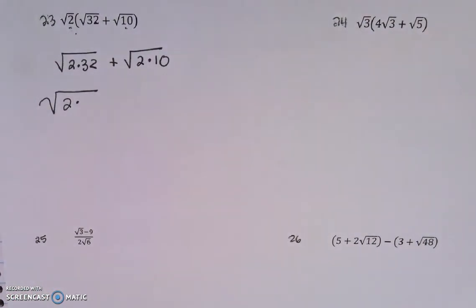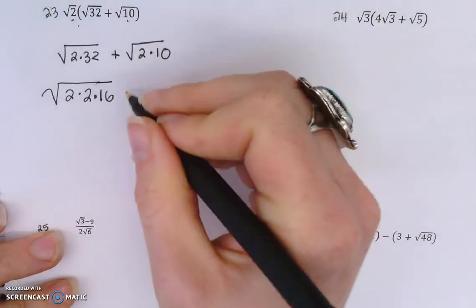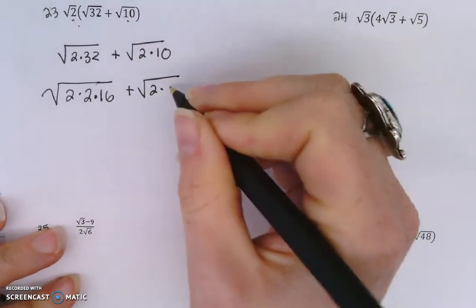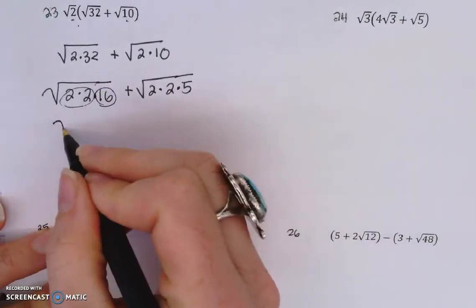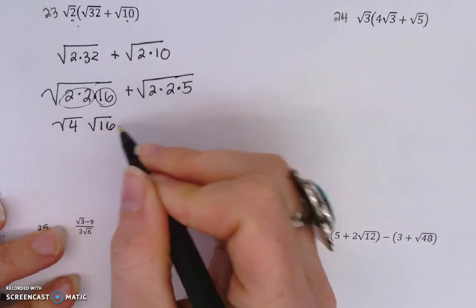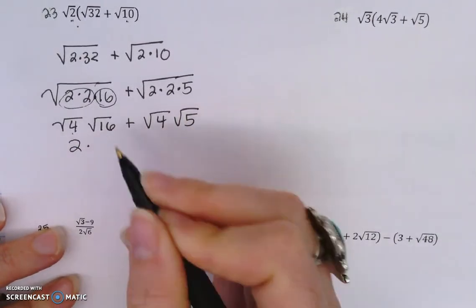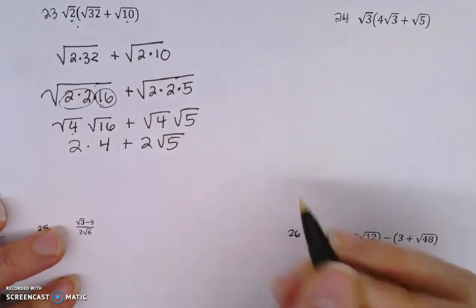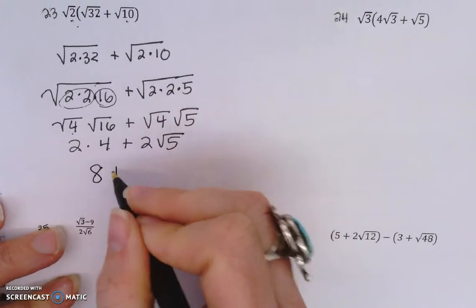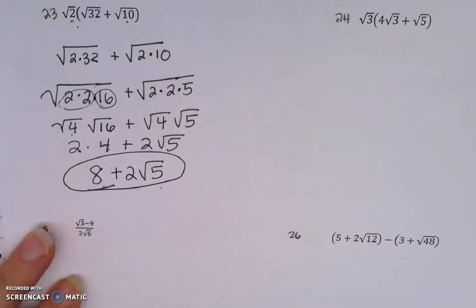Well, what factors do you think of when you think of 32? At this time, you're probably thinking about the perfect square factor of 16. So 2 times 16. Plus 2 and then 10 is 2 and 5. So here I notice I have 2 and 2, and then I have 16. So I can think about this as square root of 4, square root of 16, plus square root of 4, square root of 5. Square root of 4 is 2, square root of 16 is 4, square root of 4 is 2, square root of 5 is square root of 5. 4 times 2 is 8, so I get 8 plus 2 square root 5, and that's completely simplified. These are not like terms, I cannot add them.